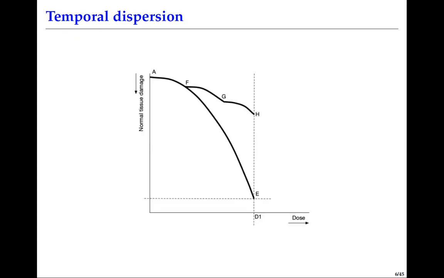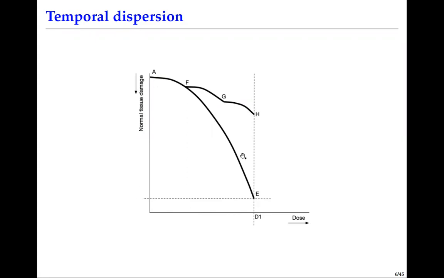I had briefly mentioned that the idea there is to give the healthy cells, normal tissue, some time to recover between sessions. And this schematic tries to convey that idea in a simple way. The schematic shows on the x-axis dose, again radiation energy per unit mass. And on the y-axis, there is damage to the normal tissue, and the damage increases going this way. So that's the idea.